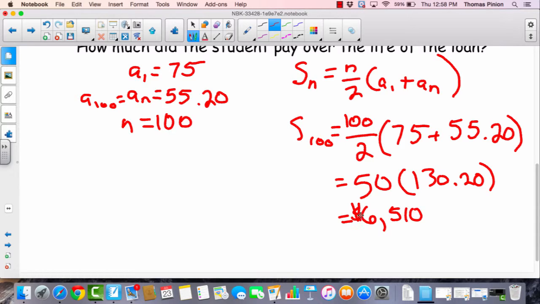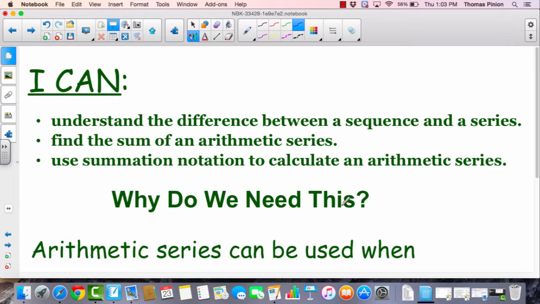Okay? So, as you can see, if we were loaned $5,000 and we paid in $6,510, we ended up paying in interest payments, and all of our interest payments totaled $1,510.